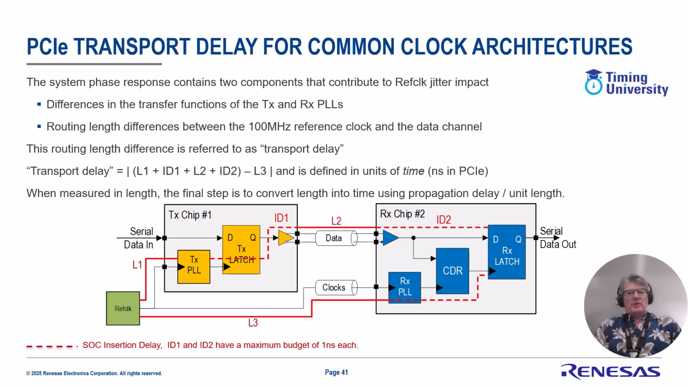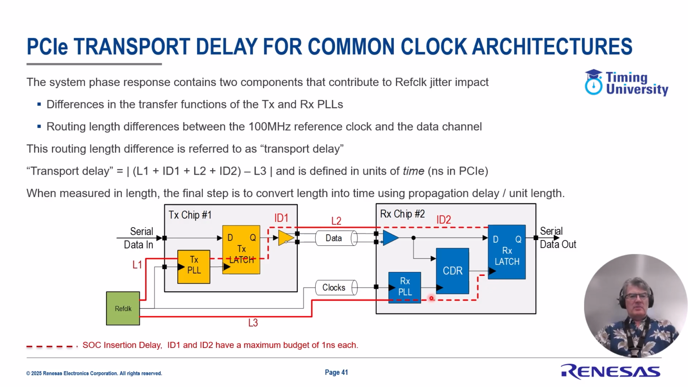So, transport delay applies to PCIe common clock architectures, and it is essentially measuring the difference in delay between the data reaching the D input to the receiver latch and the clock edge reaching the clock on the latch that clocks it in. To do that, we start with the reference clock and we trace its path through the transmitter this way and compare it to the length of the path of the reference clock through the receiver, which is this way.